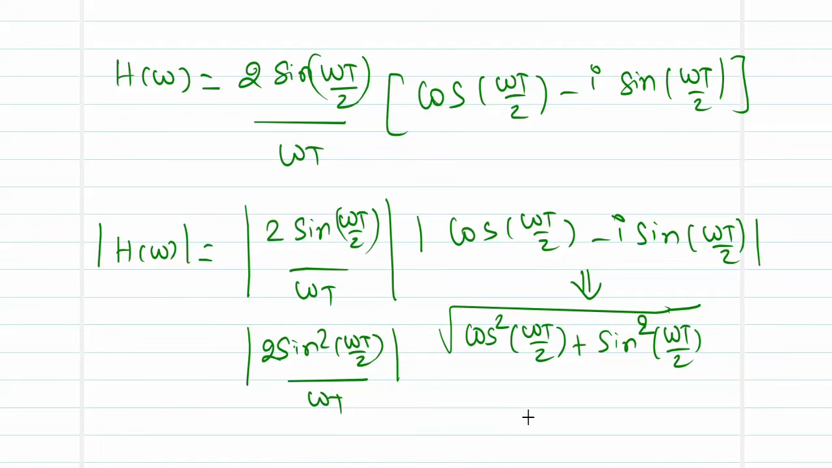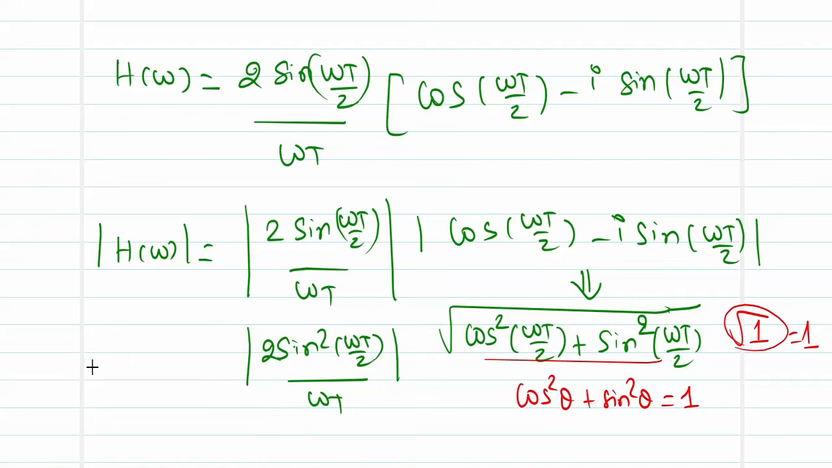Okay, so what is going to be the identity now? Cos square theta plus sine square theta is going to be equal to 1. So now this part turns out as square root of 1, and square root of 1 is going to be equal to 1. So we just have the modulus of H of omega equal to 2 sine omega t by 2 divided by omega t. But the requirement is the modulus of H of omega the whole square.